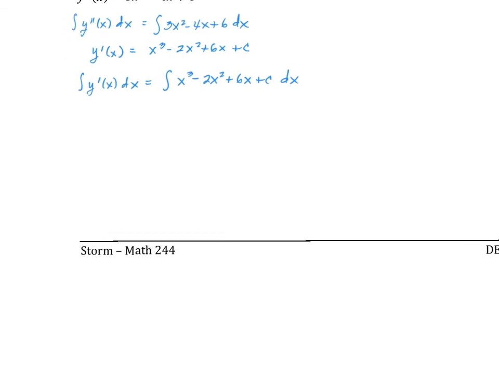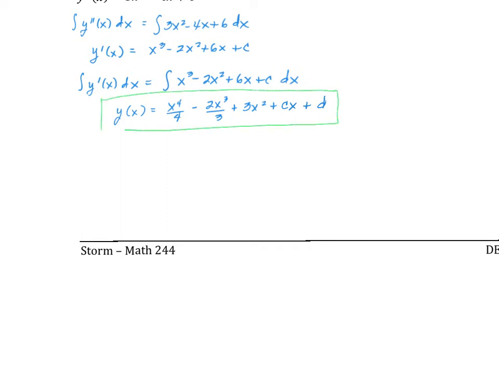On the left-hand side, this becomes y of x is equal to x to the fourth over 4 minus 2x to the third over 3 plus 6x squared over 2, so that would be 3x squared, plus cx, plus a constant, I'm going to call it d. And that would be the general solution. I cannot find an explicit solution because I don't have any initial conditions.